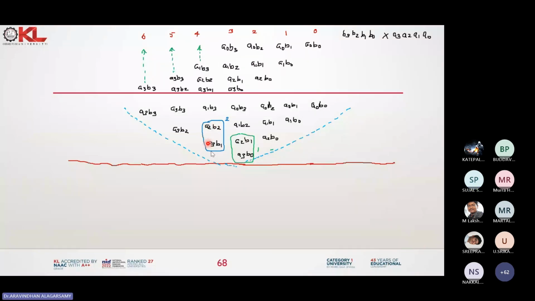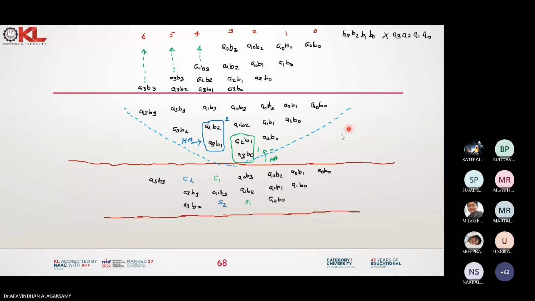Don't forget about the remaining things. These two are half adders. These two are half adders. So I can say that this is a half adder. This is a half adder. Any doubts on this? No, sir. Very good. Let me move on now.